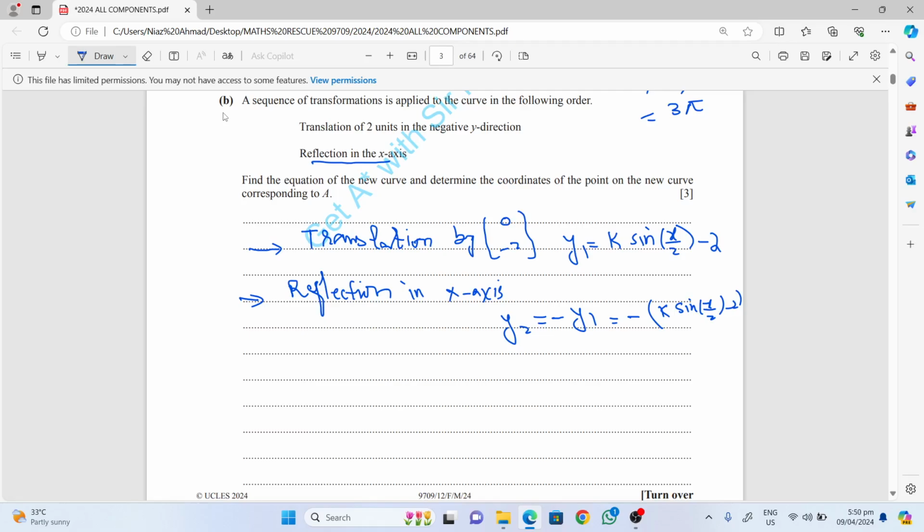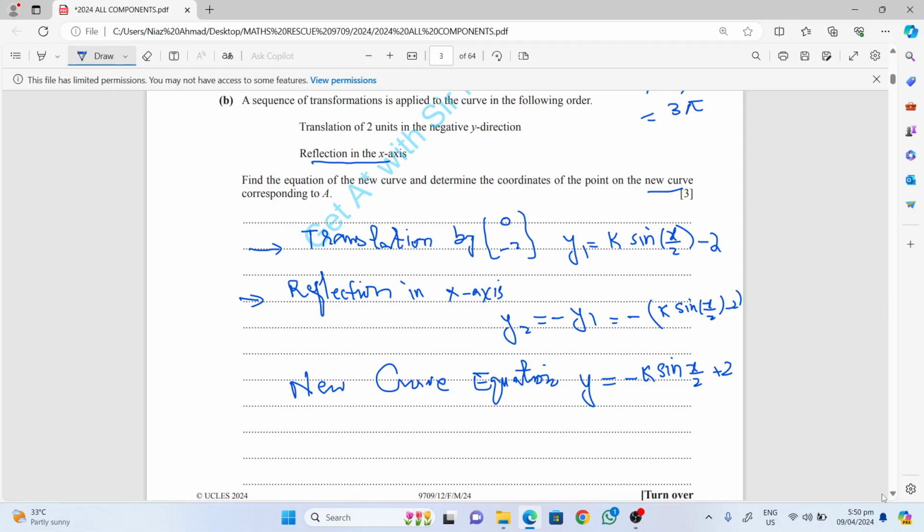So now we are going to find the new curve equation. The new curve equation would be y equals negative, expand this bracket, negative k sine x by 2 plus 2. This is the new curve.